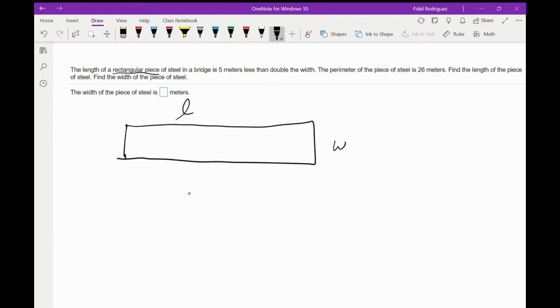It says the length is 5 meters less than double the width. Okay, so we're talking about the length, but we're comparing it to the width. I don't know anything about the width, so I'm going to call the width x. Now the length is 5 meters less than double the width. So double the width would be 2x, and it's 5 meters less than that, so I'm going to go ahead and subtract 5.